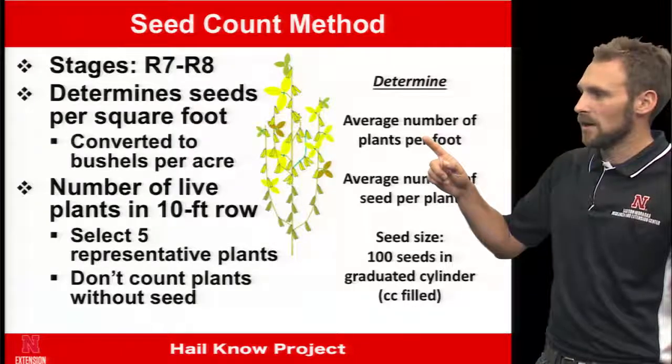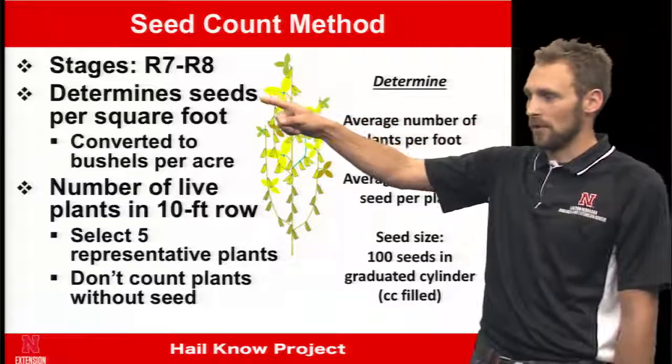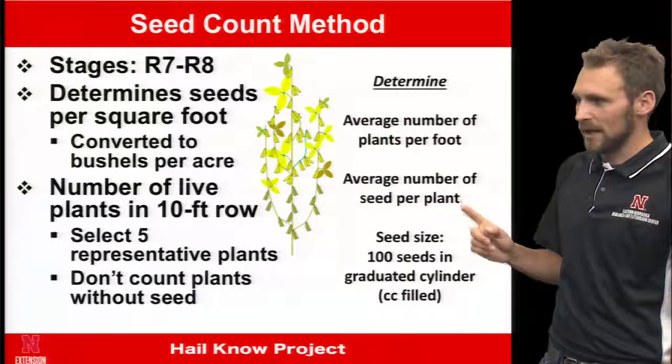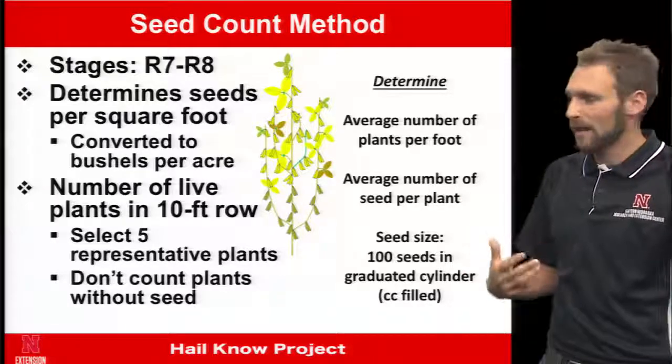Average number of pods, number of plants per row foot. That's what we just talked about with determining the number of plants in 10 feet of row. Average number of seeds per plant, and then we're going to have to gain an estimation of seed size in order to get that total yield.